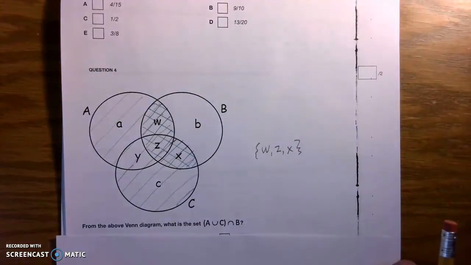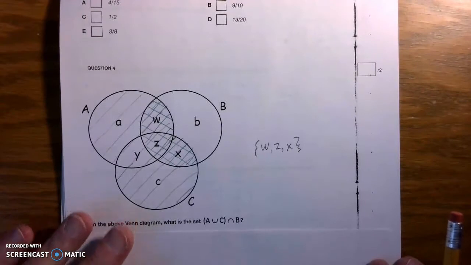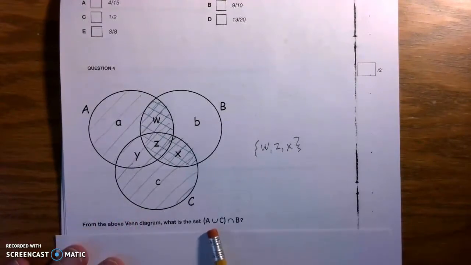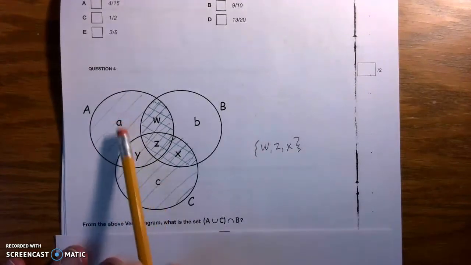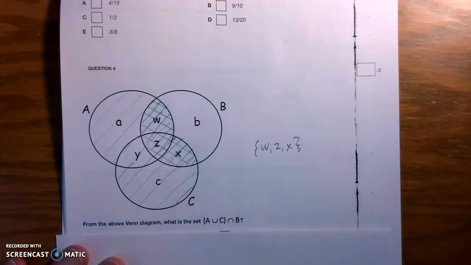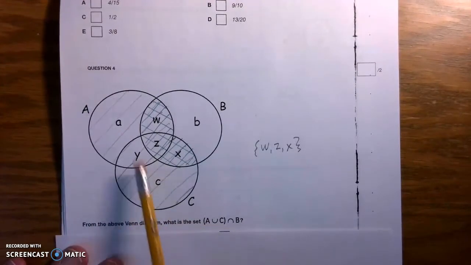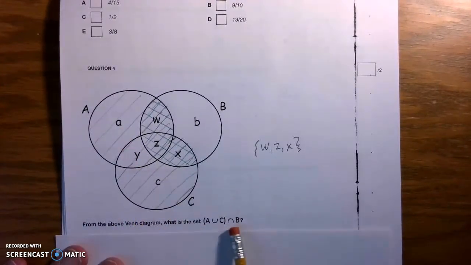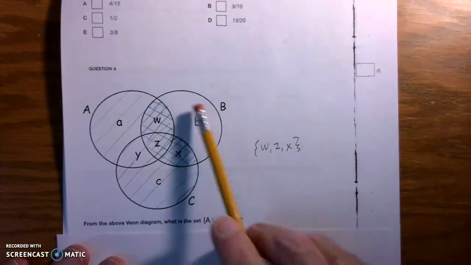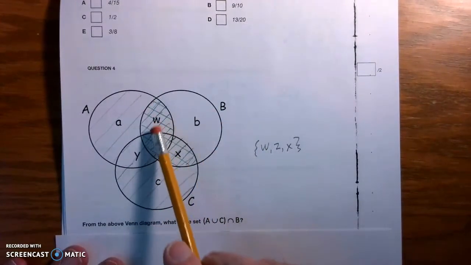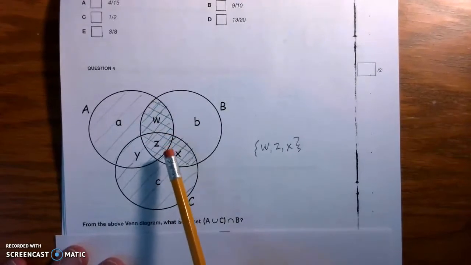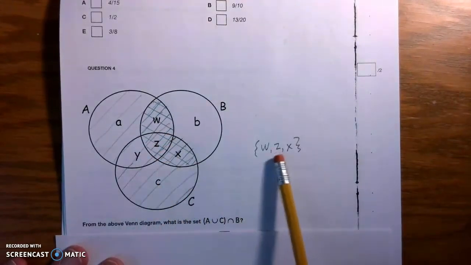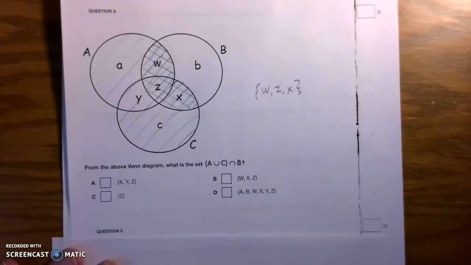All right, the next one, guys, is a Venn diagram. A union C. I shaded A and C together. That's all these together. Then we want to know everything I shaded with my pencil here. Intersect B. What does it have in common with B? Well, that's green right here. It's W and X and Z, or WZX, right here. Okay?